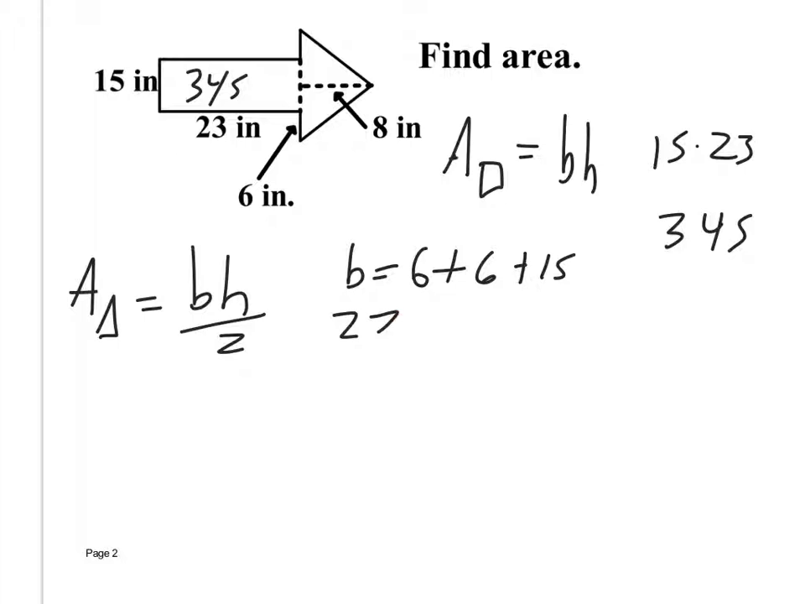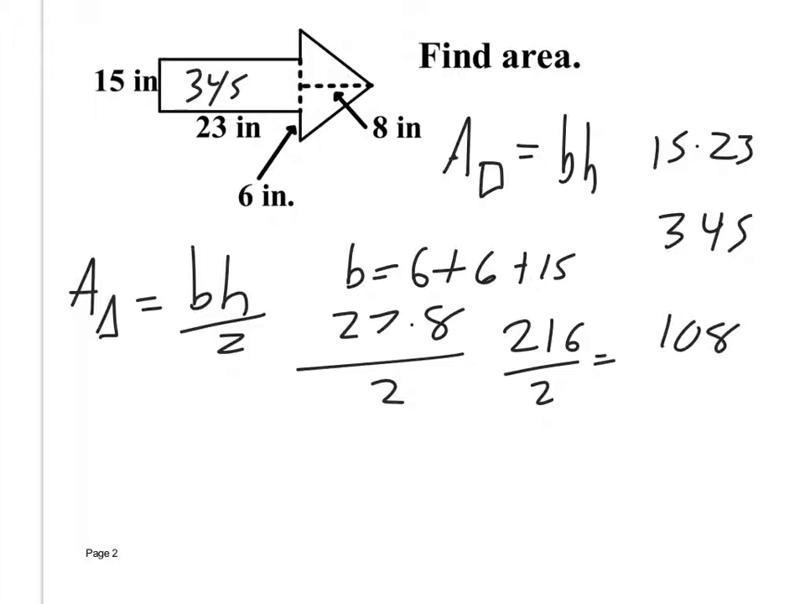So 27. My height is 8, and then I multiply it and divide it by 2. All right. So 27 times 8 is 216. 216 divided by 2 is 108. So is that my answer, 108? No, here that's the area of that triangle. So I have to add it to 345, the area of the rectangle with the parallelogram. 108 plus 345 gives me 453. And because it's area, it's a square unit, so it's inches squared.